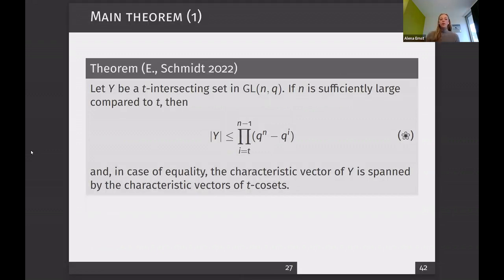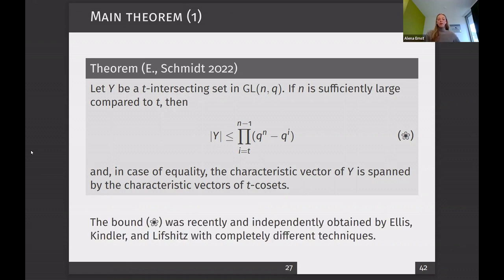Okay, and we obtained the following result. Namely, having a t-intersecting set in the finite general group, and if n is sufficiently large compared to t, then the size of the set is bounded by the size of a t-coset. And in case of equality, the characteristic vector of the set is spanned by the characteristic vectors of t-cosets. And here I would like to mention that this bound was in fact recently and independently obtained by Ellis, Kindler, and Lifshitz. Whereas we use techniques like the eigenvalue techniques and especially the representation theory of the finite general group, they use completely different ones.